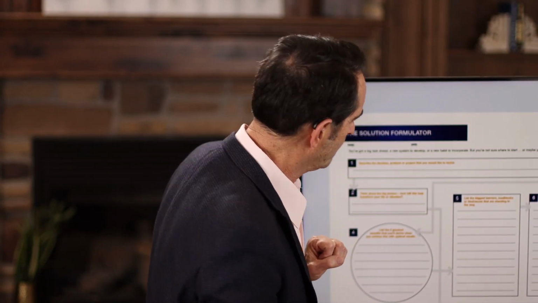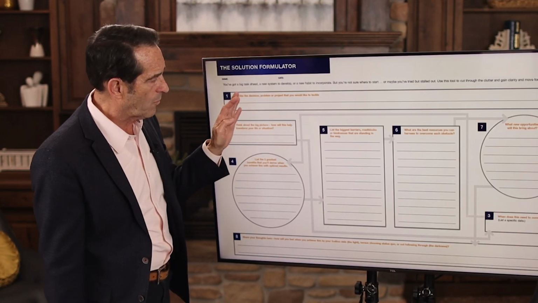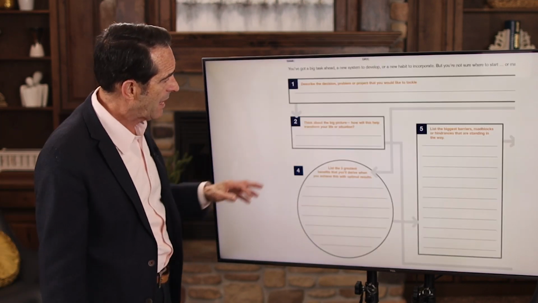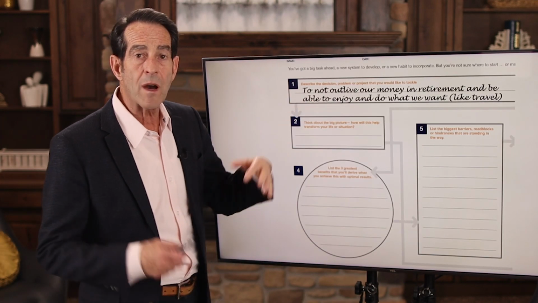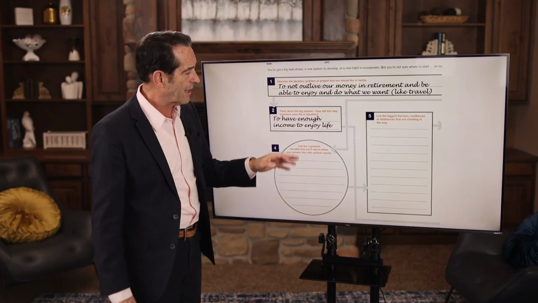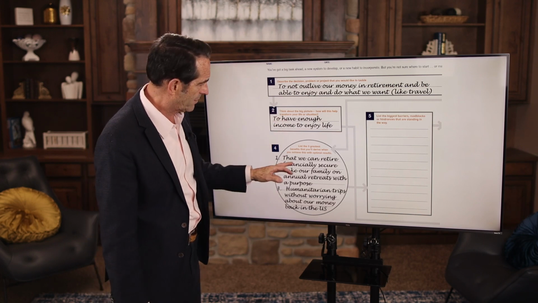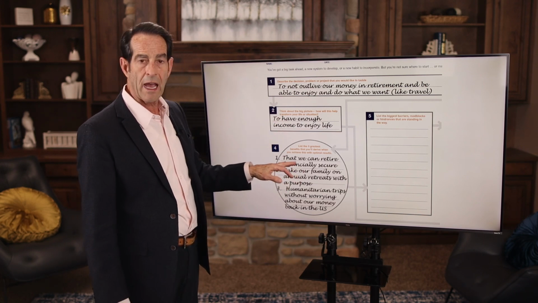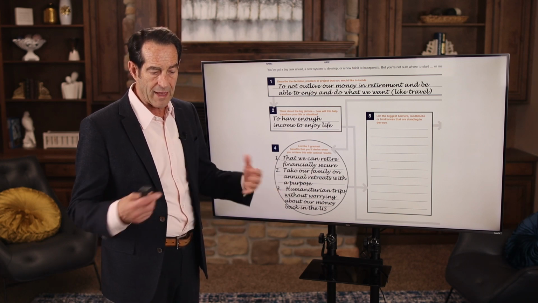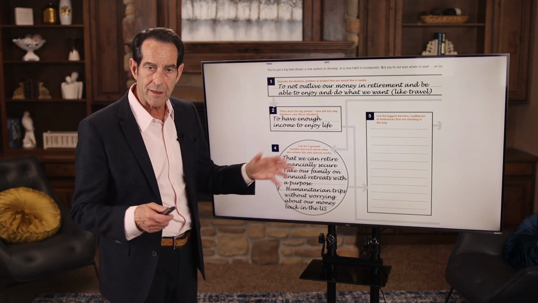So let me connect the dots on how powerful this is so that you understand the Solution Formulator and how it empowers people. So many times when I take live audiences through my financial seminars, they will begin to fill this out. They don't want to outlive their money in retirement, and they want to do what they want to do. And so they want to have enough money to enjoy their life. And so they want to retire financially secure. And these are the benefits. They want to have their family be together, not worry about money and outliving their money, what have you.